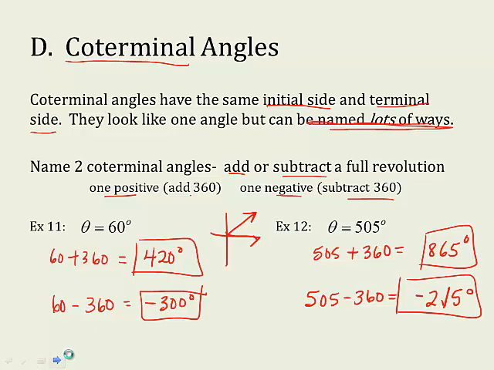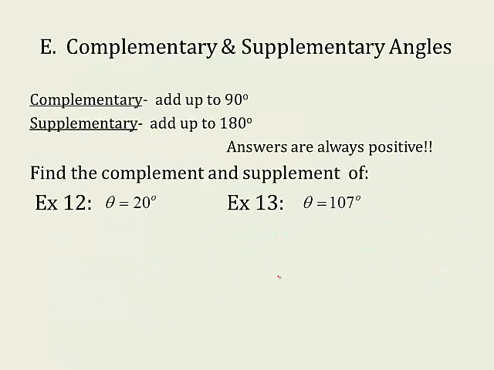All right? Now the last thing, complementary and supplementary angles. This should be a review for you from geometry. If you recall, complementary angles means that 2 angles add up to 90 degrees. Supplementary angles means that 2 angles add up to 180. Your answers always are going to be positive. There's no such thing as a negative complement or a negative supplement. All right? So, easy enough.